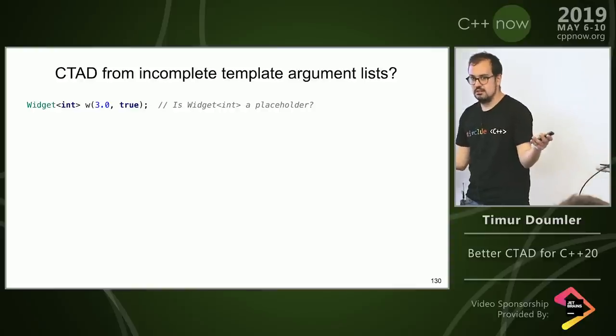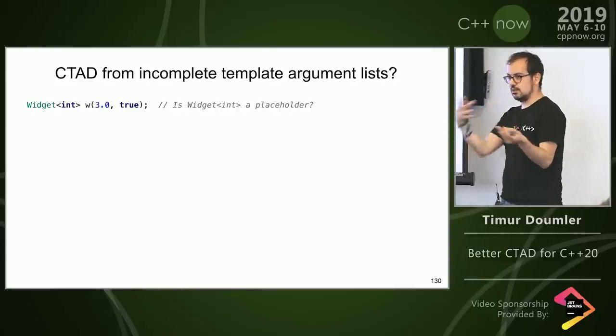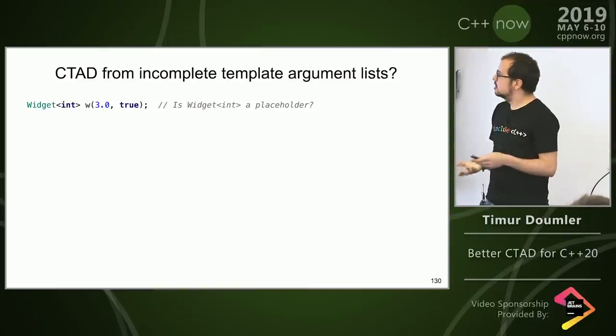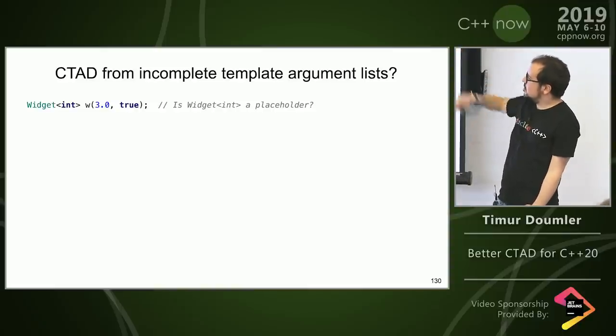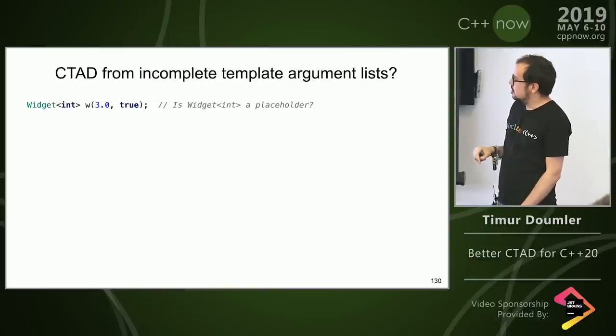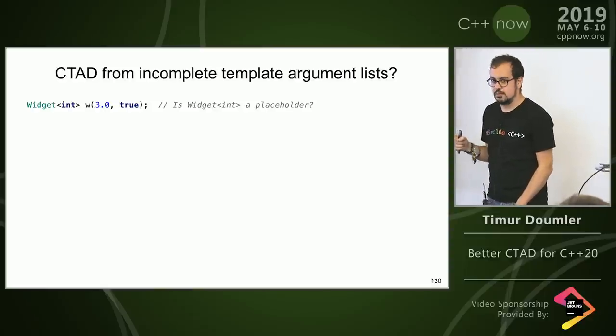We don't know. So this affects the grammar. This is like, are you going to use CTAD? And so if we allow CTAD from incomplete template argument lists, the definition of a placeholder type is going to be a lot more complicated.